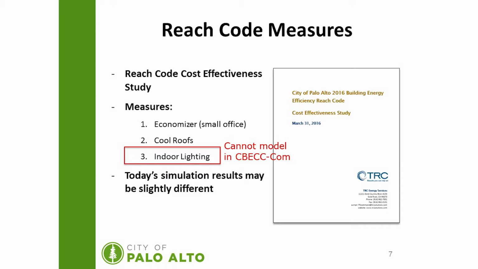The simulation results you're going to see today may be slightly different than those that are in the REACH Code cost effectiveness study. That is because the REACH Code cost effectiveness study blended the results from both the medium office and the small office, as this is more representative of the construction in Palo Alto. The results might also be slightly different than those you would receive in future modeling. That is because if you're using a future or later version of the simulation software, there are slight updates made and the results may be slightly different.